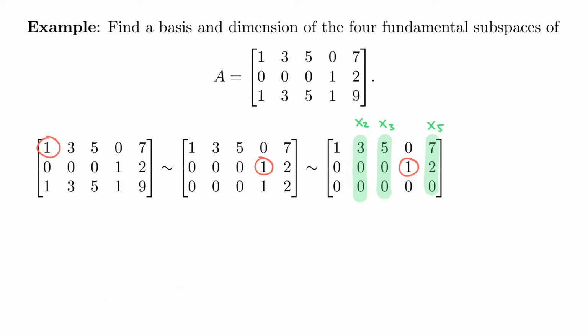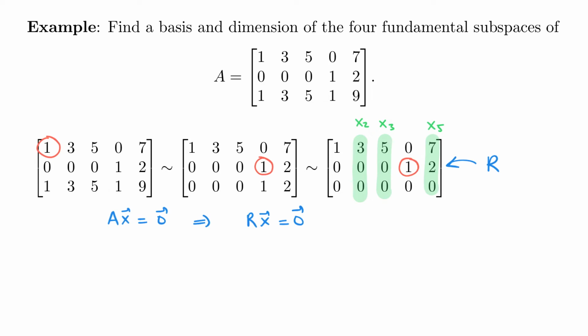In order to find the basis for the null space of A, we should solve the system A times x is equal to 0. This is equivalent to solving the system R times x is equal to 0, where R is simply this matrix, the row echelon form or the reduced row echelon form of A.